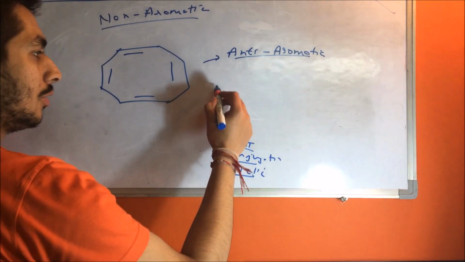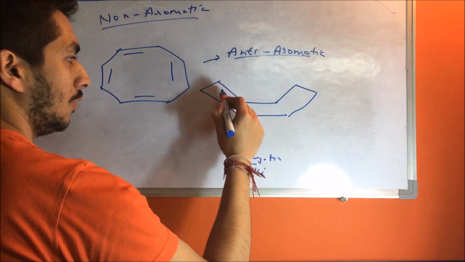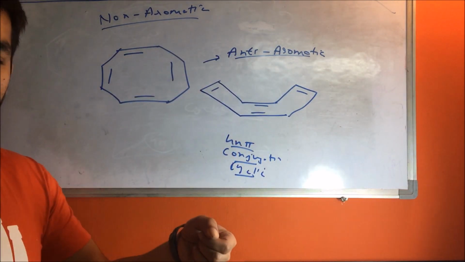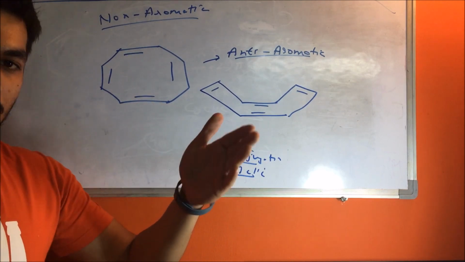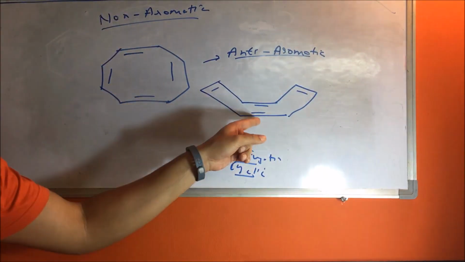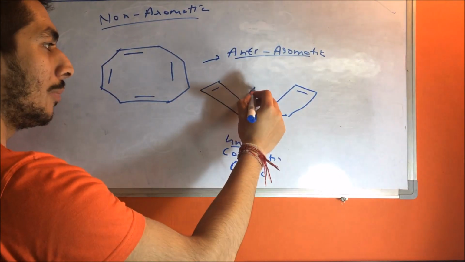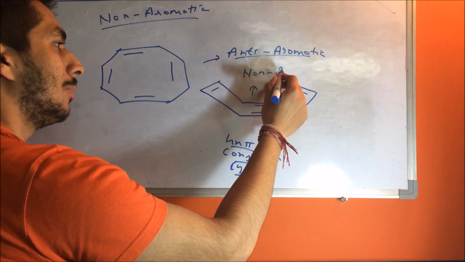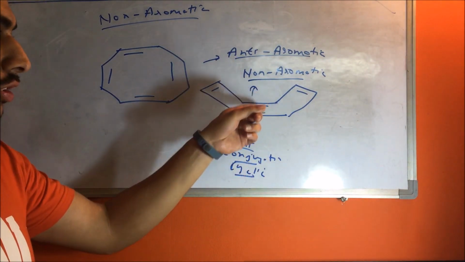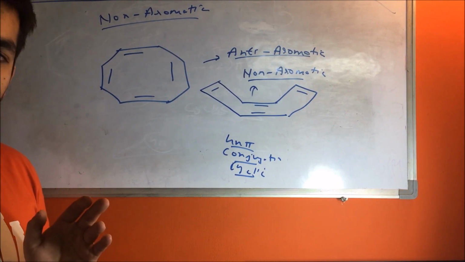And what does the structure look like? The structure of the compound is like this. If you see, it's like a tray, or a tub, whatever you like to call it, like there are two sides to it. So this is the real structure for this compound. This is actually not anti-aromatic, but non-aromatic. To get rid of the instability that an anti-aromatic compound has, it adopts a non-planar structure, because of which it becomes non-aromatic. Non-aromatic compounds are more stable compared to anti-aromatic ones.